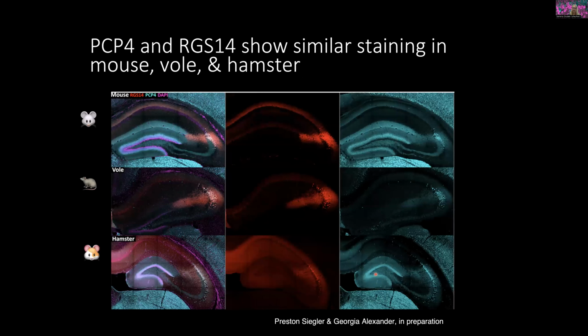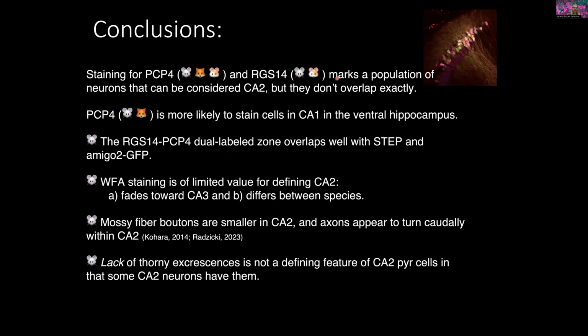And just to shout out, Preston in my lab has been staining vole and hamster. I should say PCP4 and RGS14 both stain those very nicely. And to conclude then, a lot of these stains overlap. They overlap a lot, but not exactly.